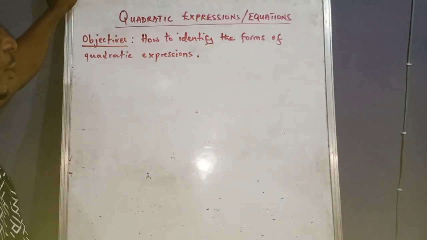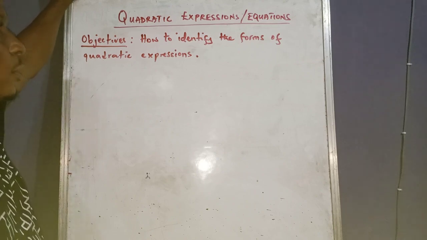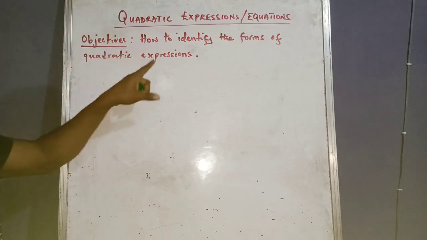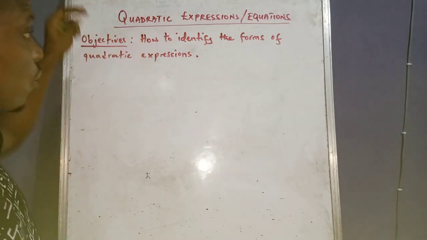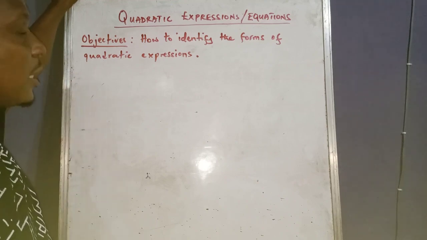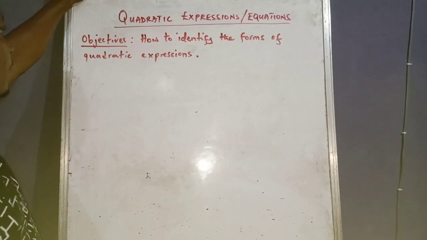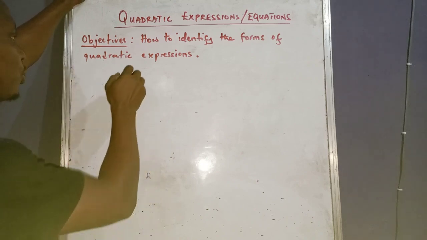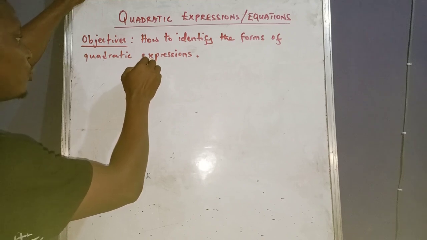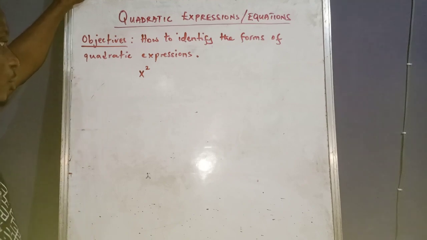Good day, everyone. So today we want to look at quadratic expressions and equations, and our focus will be on the objectives, how to identify the forms of quadratic expressions. Firstly, we need to know what a quadratic expression is and what a quadratic equation is. If you have an expression in which the variable has the highest power of 2, then that expression is a quadratic expression.